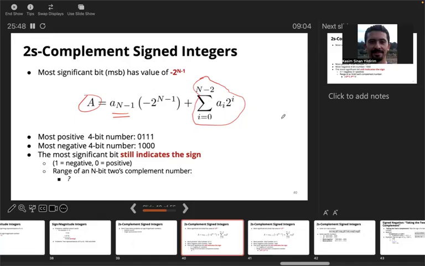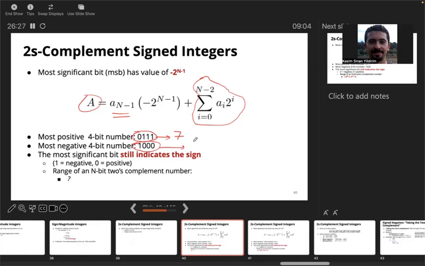So basically, we are going to add minus 2 to the power of n minus 1 to the number, a negative number, right? Let's see, for example, if I have this value 0, 1, 1, 1, it's a 4-bit positive number. The leftmost bit is 0, positive number. And obviously, what number does it correspond to? 7, right? Positive 7. And if we look at this number, 1, 0, 0, 0, this is a negative number, because that bit is 1.